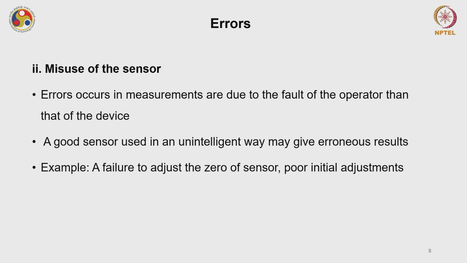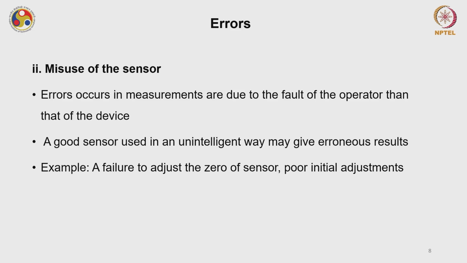Then second is misuse of the sensor. Errors occurring in these measurements are due to the fault of the operator rather than that of the device. Basically, the operator is misusing the sensor. You can understand it as a good sensor used in an unintelligent way. Of course, if you are using it in an unintelligent way, it can give some erroneous result. A good example can be a failure to adjust the zero of the sensor or poor initial adjustment.